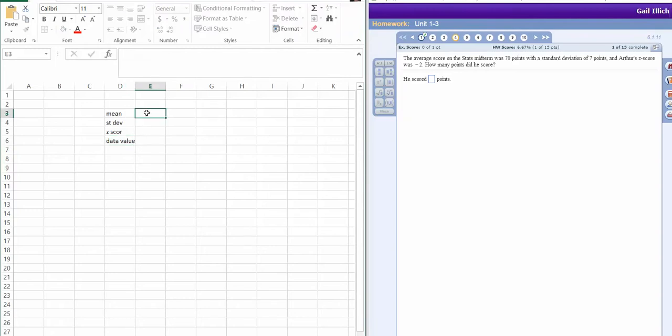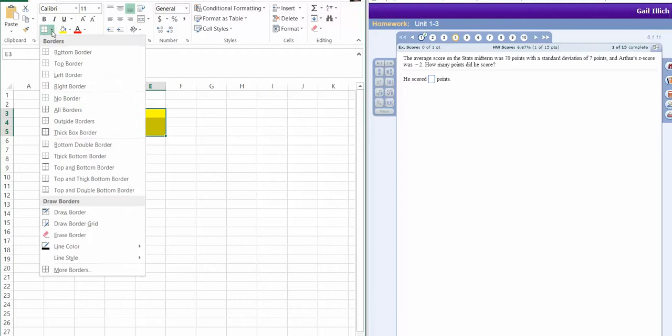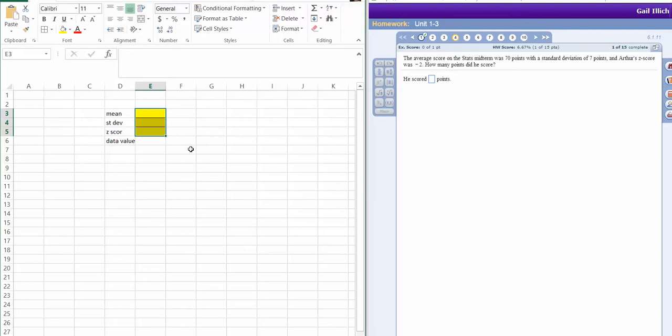So when I want to write a program in Excel, anything that I'm going to input and change each time, I'm going to make yellow. So I'm going to highlight those cells and put them yellow. And then I'm going to make all borders so that when I click off it, I see that the yellow has where I can input things. The given mean was the average, which is 70. The standard deviation was 7. And his z-score was -2, so I put the minus sign in the 2.